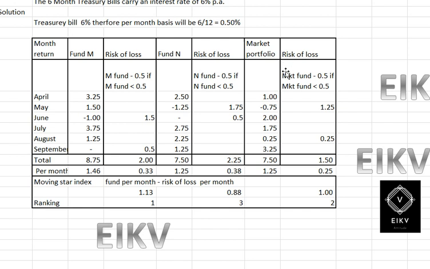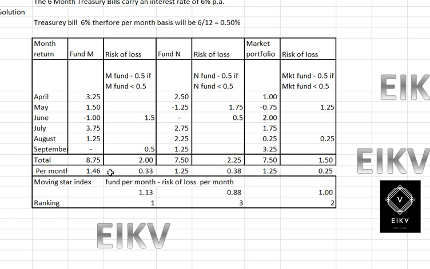Going ahead with market portfolio, the risk would be in the second month, which means the month of May, it would be negative 0.75. Therefore the risk of losses would be negative 0.75 minus 0.5 to give you 1.25. Then in the month of August, the return would be 0.25. Therefore 0.25 minus 0.5 will give you negative 0.25, which is also a risk of losses. Therefore the total return for market portfolio would be 7.5 and risk of losses would be 1.5.